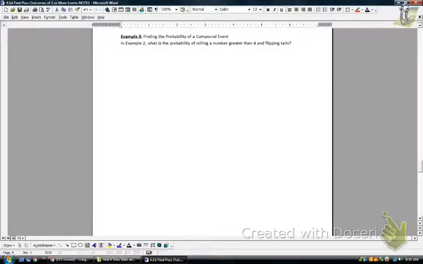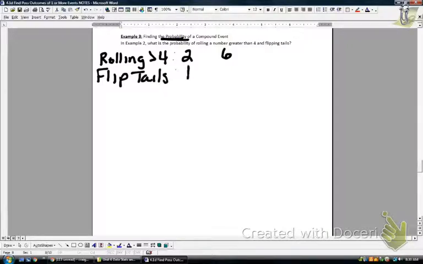Example 3 says finding the probability. So now we're looking at probability, not outcomes. Finding the probability of a compound event. In example 2, what is the probability of rolling a number greater than 4 and flipping tails? Okay, so my first event is rolling greater than 4. Greater than 4 would be 5 and 6. So I have 2 possible outcomes out of 6 total. Then flipping tails, I have 1 possible outcome out of 2.